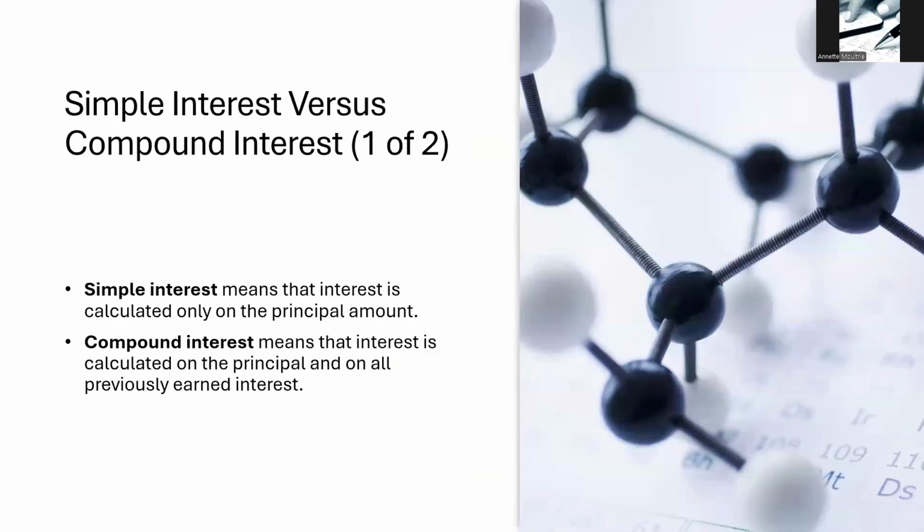Simple interest versus compound interest. What are they and what are the differences? Now, simple interest is calculated only on the principal amount. Compound interest is calculated on the principal and all previously earned interest. Compound interest assumes that all interest earned will remain invested and earn additional interest at the same interest rate.